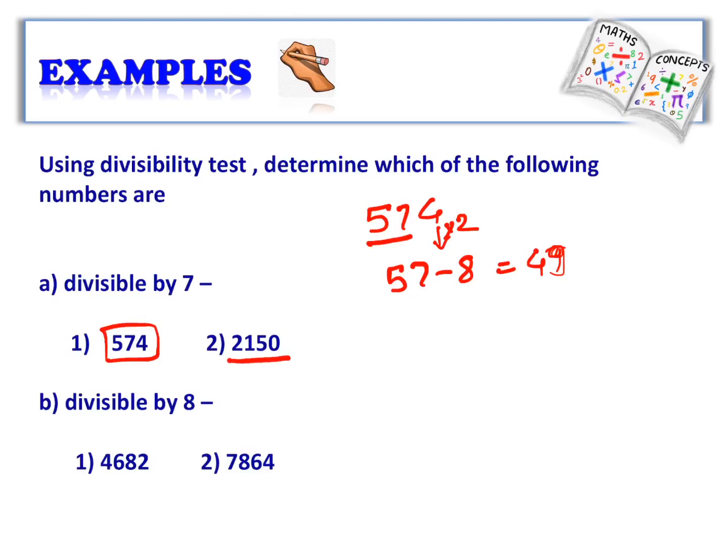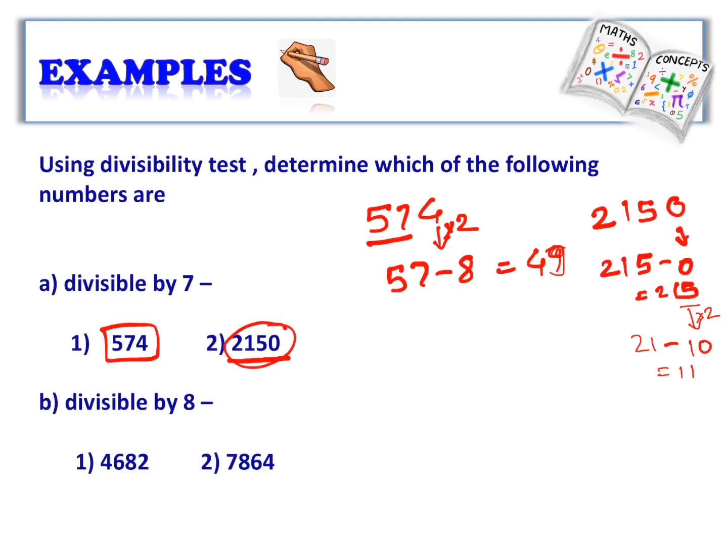Next example is 2150. Here I have to subtract 0 multiplied by 2, that is 0, from 215. This will give me 215, but I don't know whether 215 is divisible by 7 or not. So what I'll do, I'll apply the divisibility test again. This will give me 10, and 21 minus 10 is 11, which is not divisible by 7, and that's why I can say that the given number is not divisible by 7.